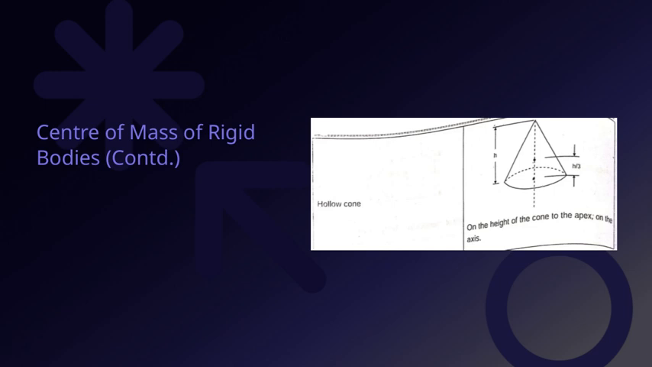This is particularly important when analyzing the stability and motion of objects, because the position of the center of mass influences how an object responds to forces and torques. For example, a lower center of mass generally means greater stability. Connecting this to our overall theme, understanding the center of mass is fundamental for predicting how rigid bodies behave under various conditions. Whether we're looking at simple objects or complex structures, pinpointing this point helps us simplify our analysis and improve our design or understanding of motion.